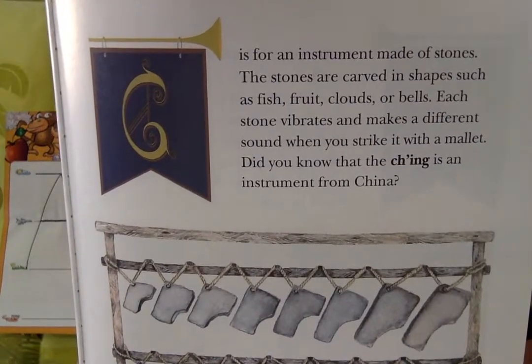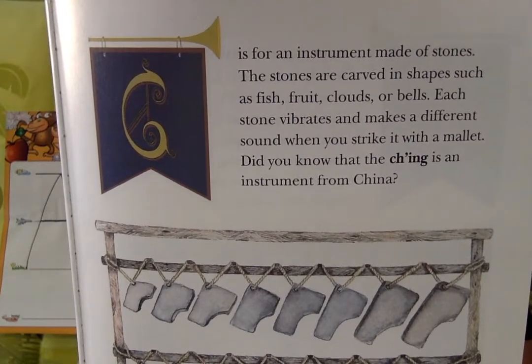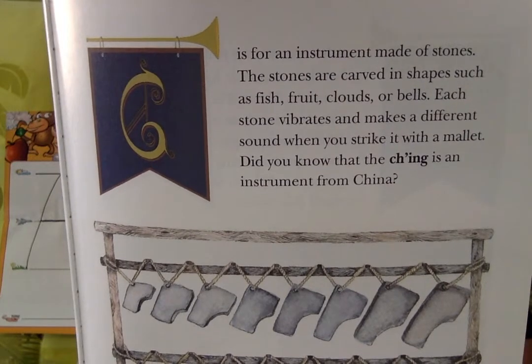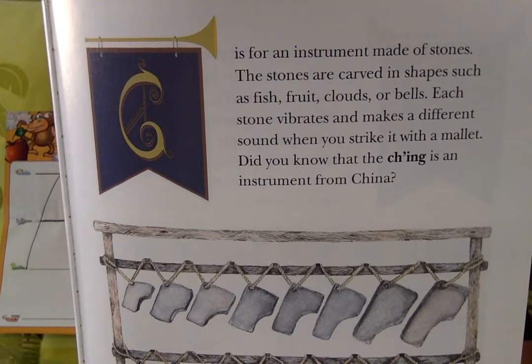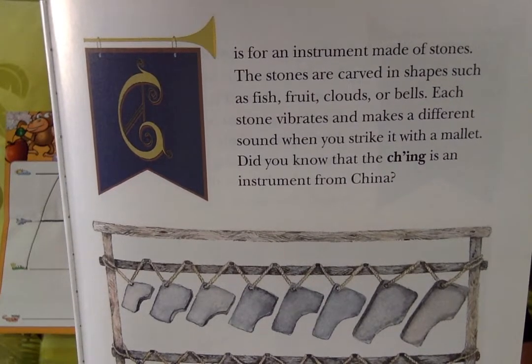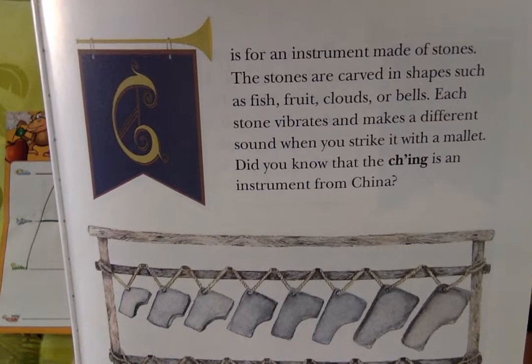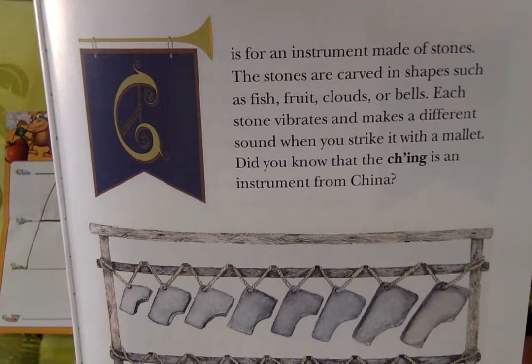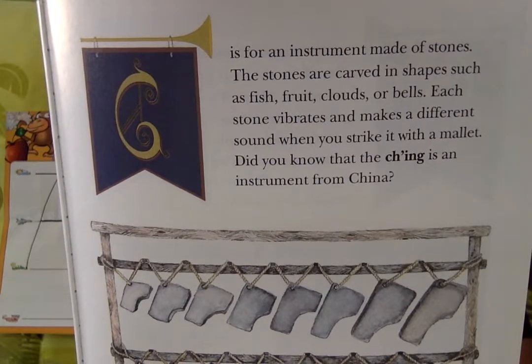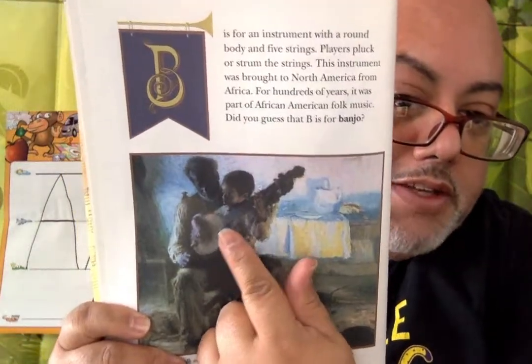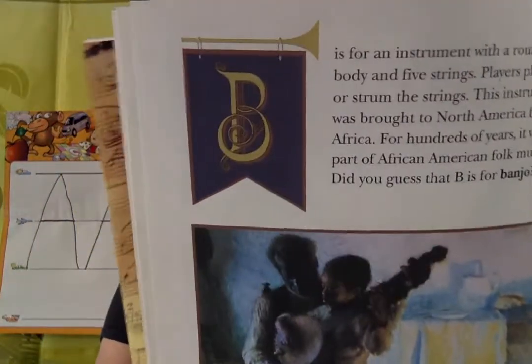I'm going to show you C while I'm reading B. B is for instruments with a round body and 5 strings. Players pluck or strum the strings. This instrument was brought to North America from Africa. For hundreds of years, it was part of African American folk music. Did you guess that B is for banjo? Banjo. It looks like a guitar.